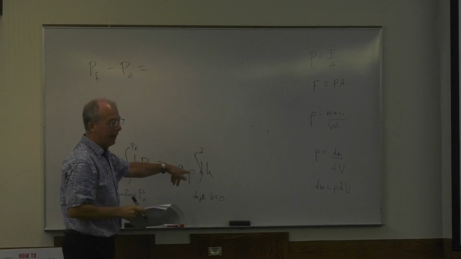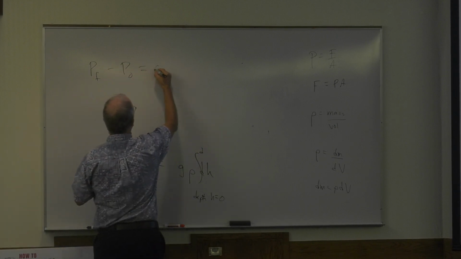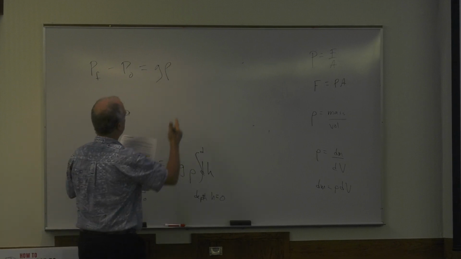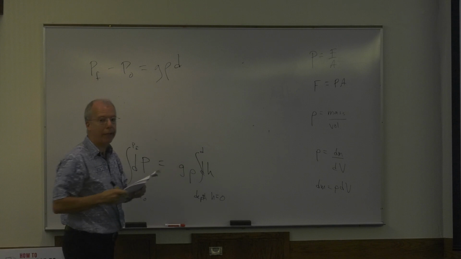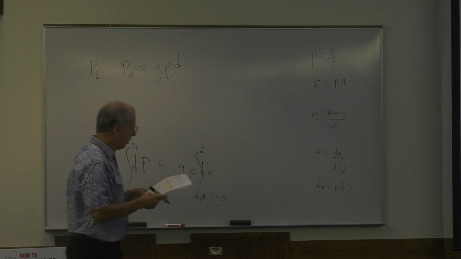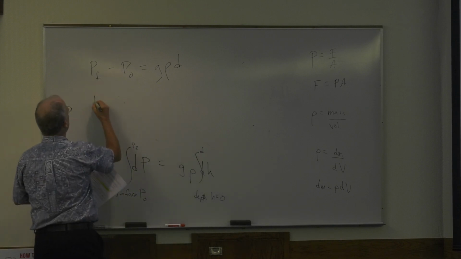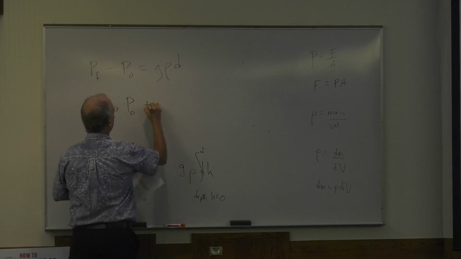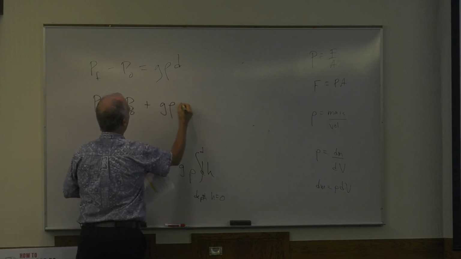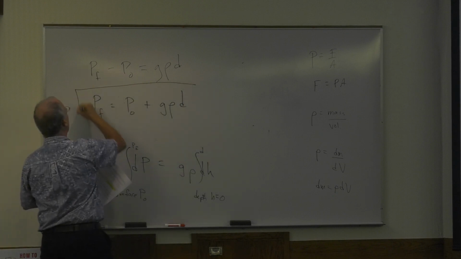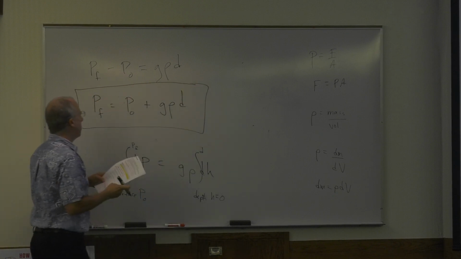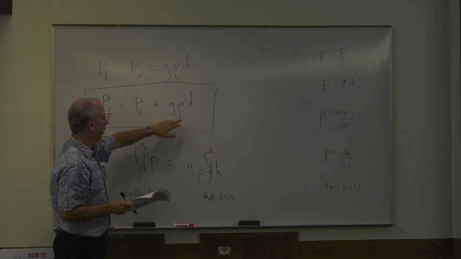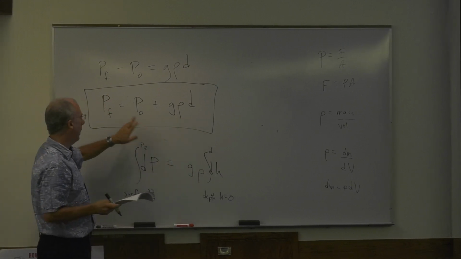Okay, what's the integral of dH? H. So it's just G rho, and then we're going from D to 0, so it's just D. Agree? All right, so that looks funny, so let's do this. So P final equals P initial plus G rho D. So there you go. So that shows you that pressure varies linearly with depth, right?